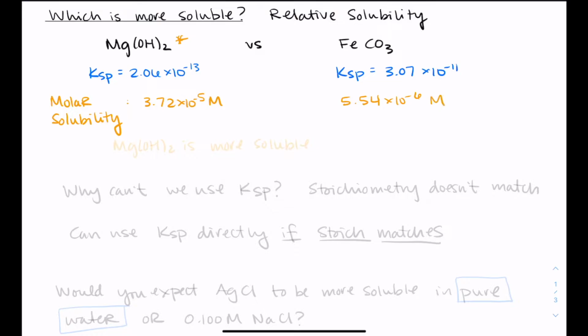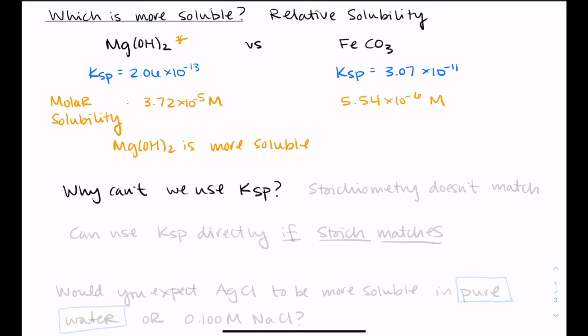When you do the calculation, you should get for magnesium hydroxide, the molar solubility is 3.72 times 10 to the minus 5th. But for iron carbonate, the molar solubility is 5.54 times 10 to the minus 6th. So the magnesium hydroxide is more soluble. Even though the KSP value doesn't directly reflect that, when you calculate the molar solubility, there is more of the magnesium hydroxide in solution than there was of the iron carbonate.